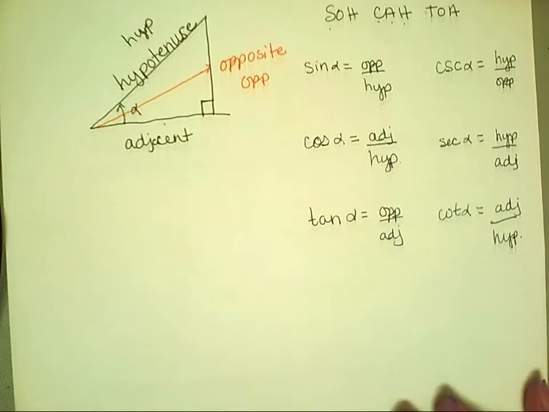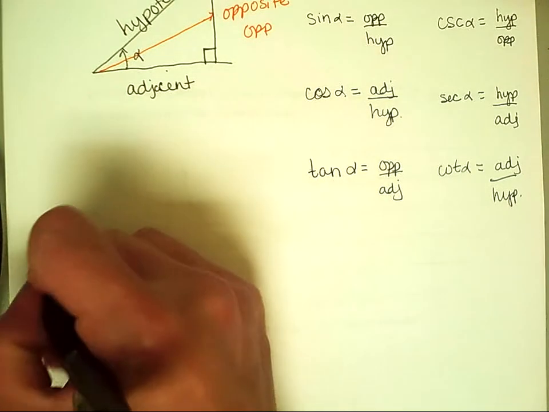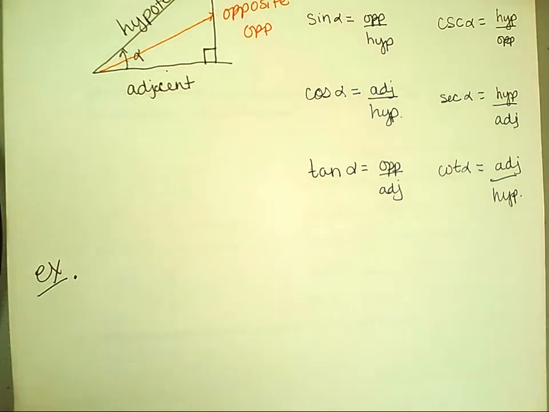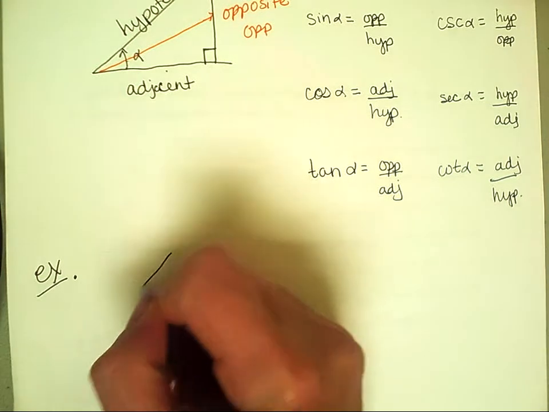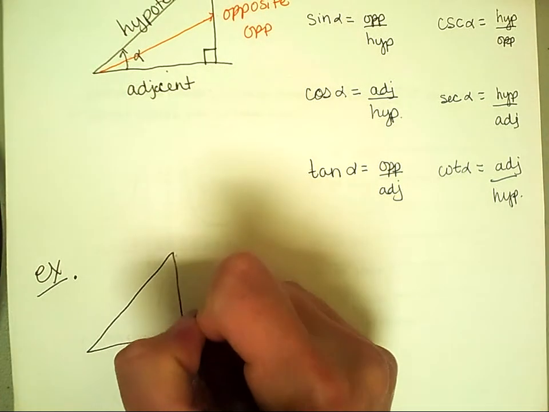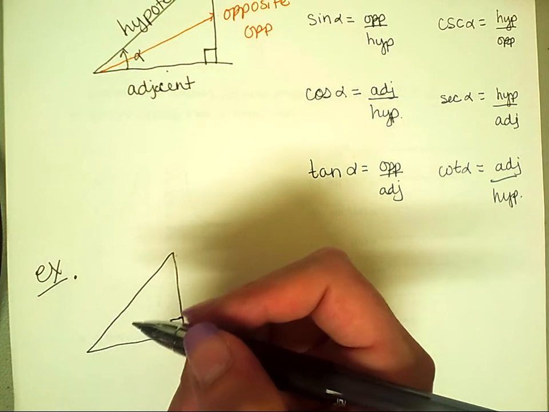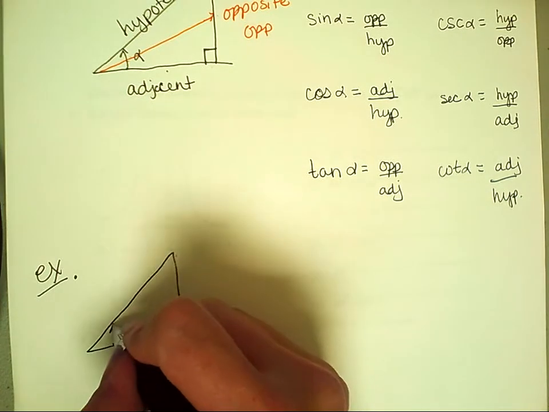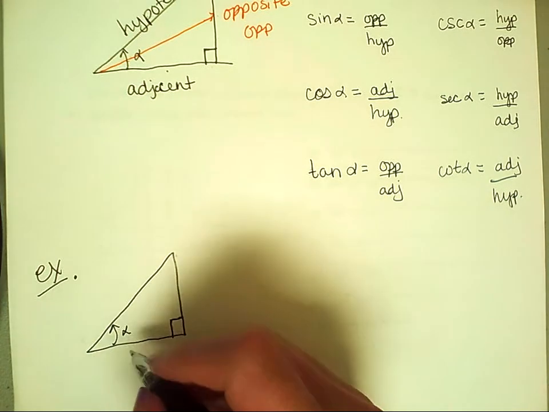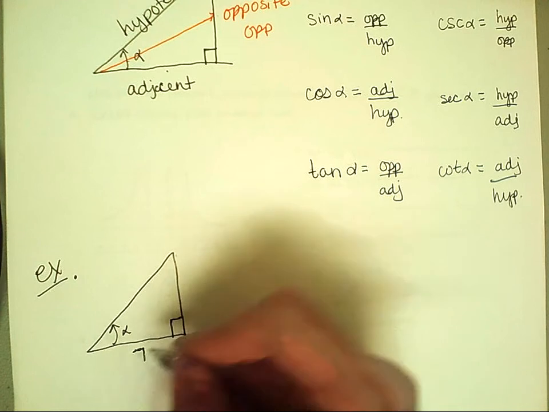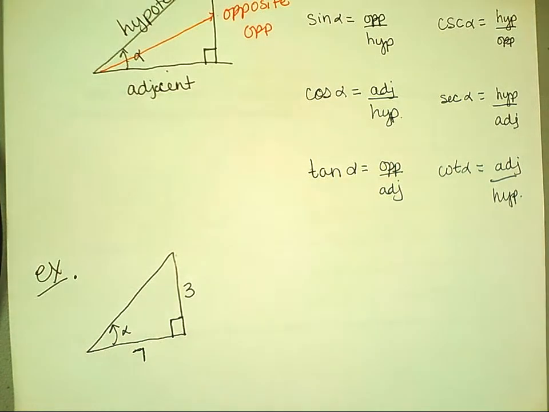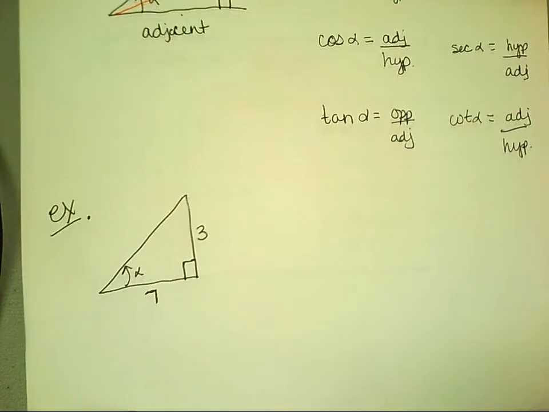Okay. So let's do an example with these. Let's say our triangle looks like this, and we are told that this is alpha, and also that this is 7 and this is 3. Okay. And we're supposed to find all of the trig functions.